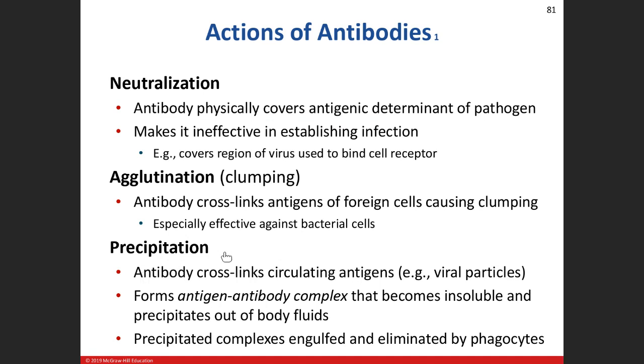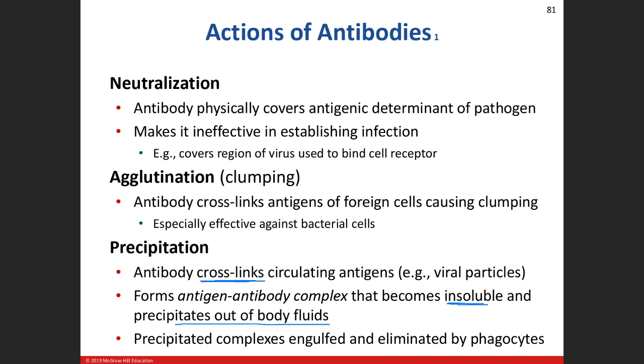All right, the third one here is precipitation. Similar type of situation to agglutination. In this case, though, we're going to have another cross-link occurring. We'll see it with the viruses, but remember what I said, most of these antigens are going to be soluble. They'll dissolve right into the fluid. Well, when precipitation occurs, the antibodies now cause the antigens to become insoluble, and they precipitate out of the body fluids.